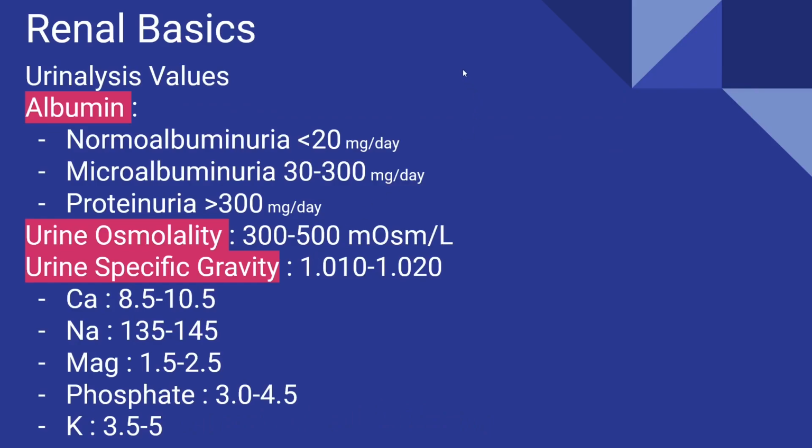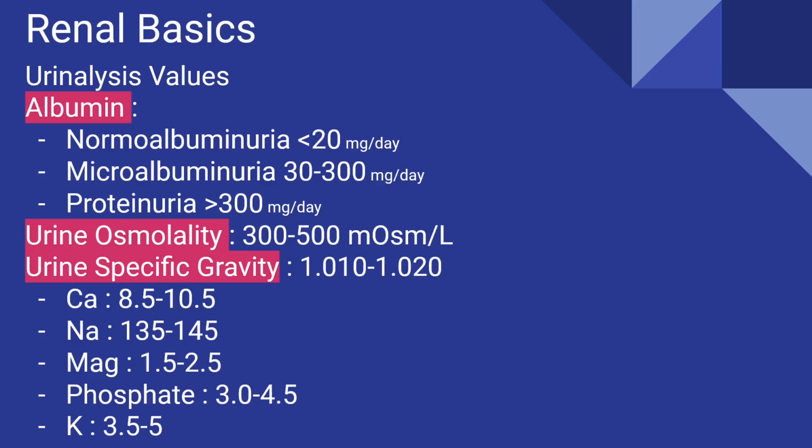So you can also measure the urine. So albumin in the urine should be pretty low, right? We shouldn't be getting rid of that much albumin in our urine. So we call that normally normoalbuminuria. So it should be less than 20 milligrams per day. And then anytime we see a little bit of albumin in the urine, more so than that 20, we call it microalbuminuria. And then when it's significant, we call it proteinuria, right? We're seeing lots of protein in the urine.